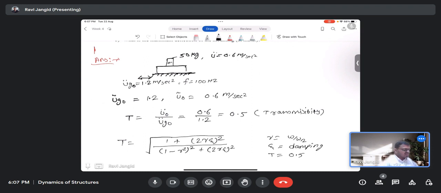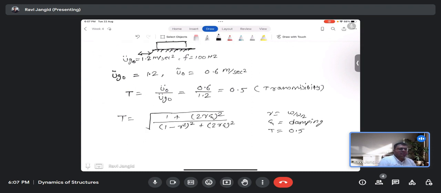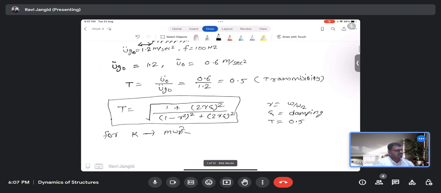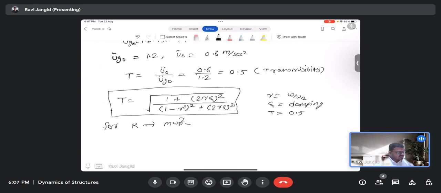So now put in the values. We need to find r, because for finding the stiffness, k can be found through m omega n square. If we have omega n, we can find k because m is given to us. So using this equation, let us first find r. Put T as 0.5.